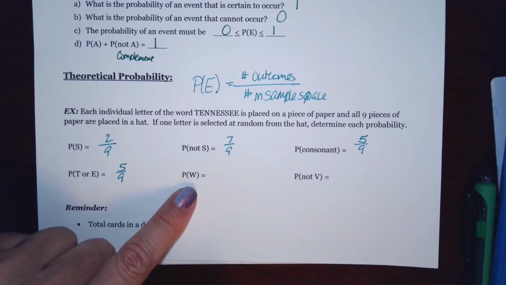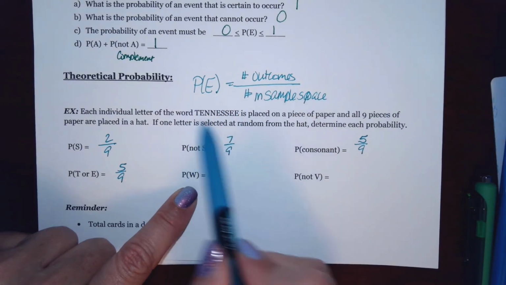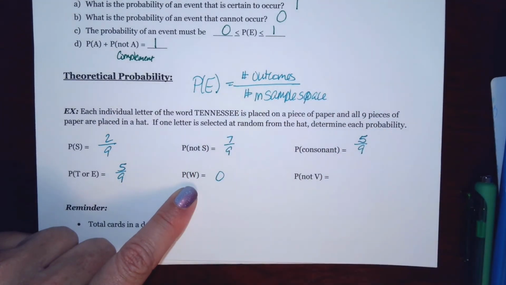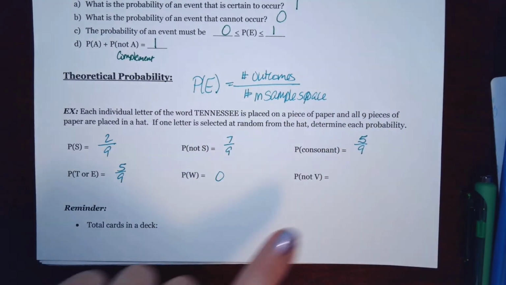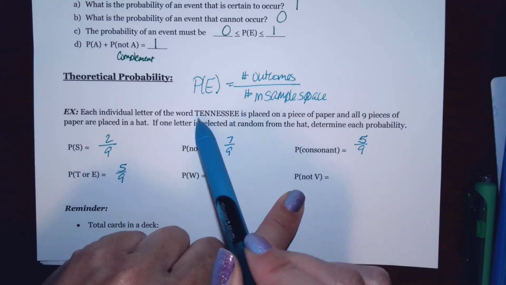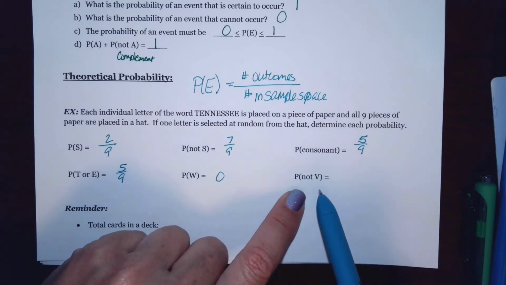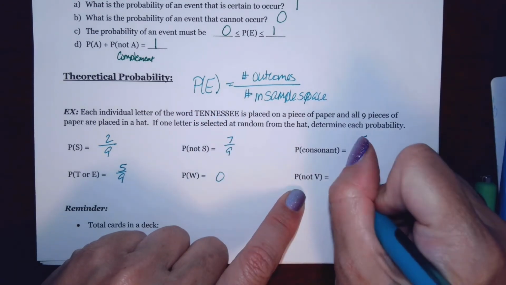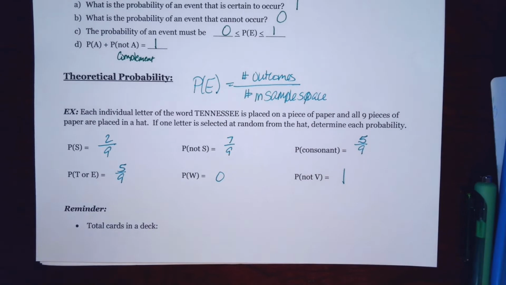What's the probability that I would draw a slip of paper that would have a W on it out of these 9 slips? Well, there are no W's, so that is not possible. The probability is 0. What's the probability that if I draw a letter of Tennessee, it's going to have a letter on it that is not V? Well, these are all not V, so that's a sure thing. Make sure that you read these questions carefully.